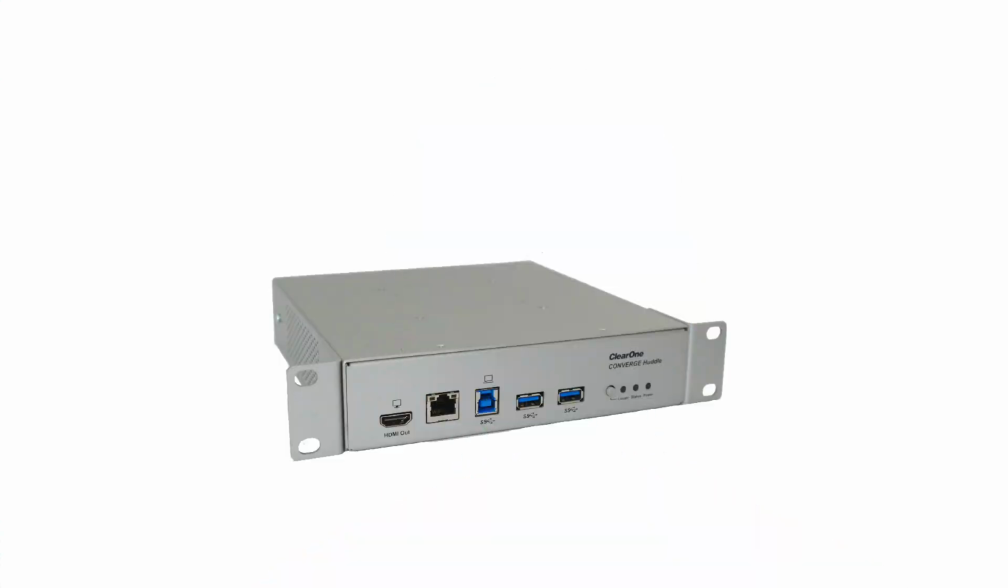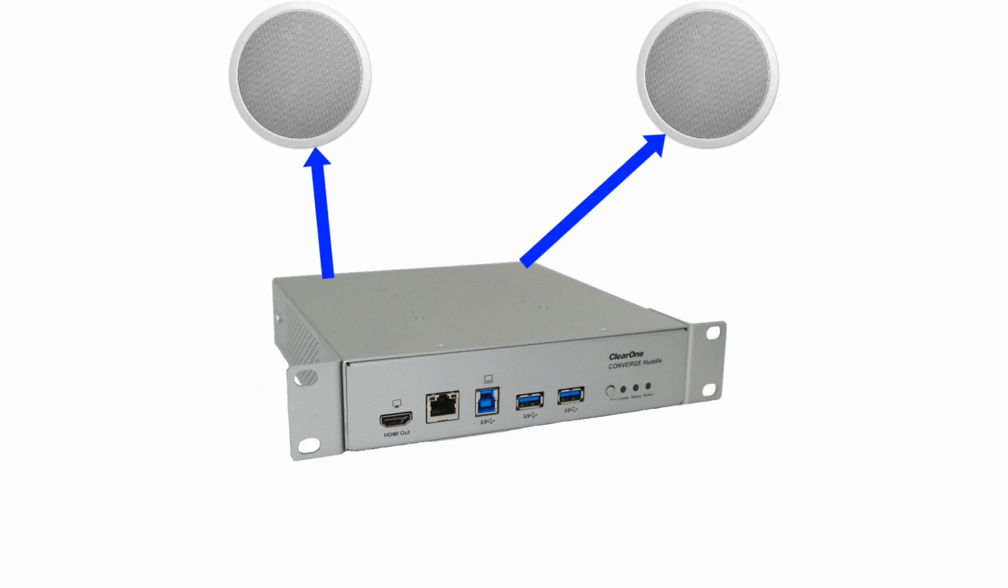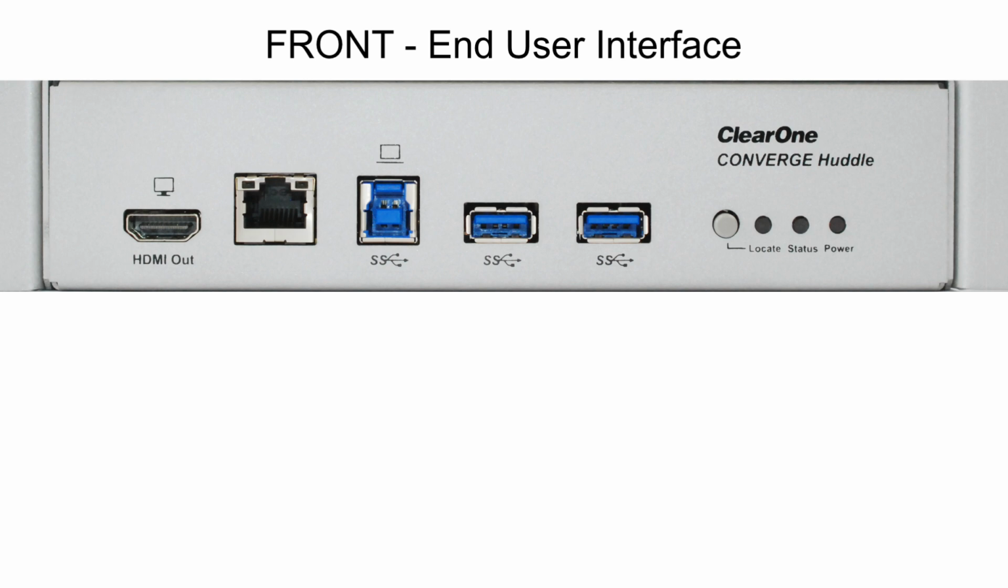So let's get started. Assuming all your connections and configurations are complete, you will probably have speakers and either a ceiling mic array or multiple mics connected to the back of the Converge Huddle. With this process complete, you are ready now to connect a display and camera to the Converge Huddle. The front is really more for the end user to use, and the back is really more for configuration and connections. So you don't really have to worry about that part since it's already been done.